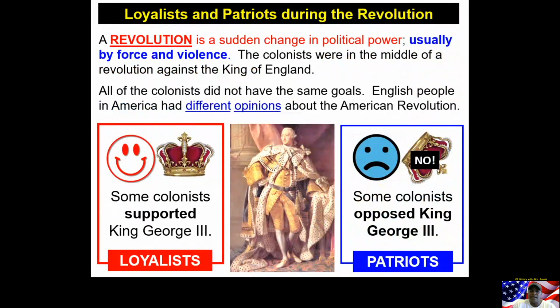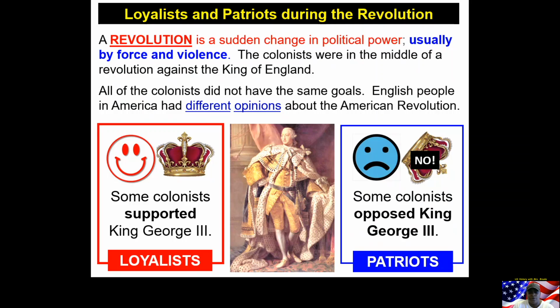During this time, you're going to have two different groups of people emerging in the colonies because there's a revolution that's about to happen. Now, a revolution is a sudden change in political power, and it's usually by force and violence. So revolution, when you hear that word, think of a violent word. Things are about to happen. It's about to be some fighting, some chaos. A lot of issues are happening and people are angry.